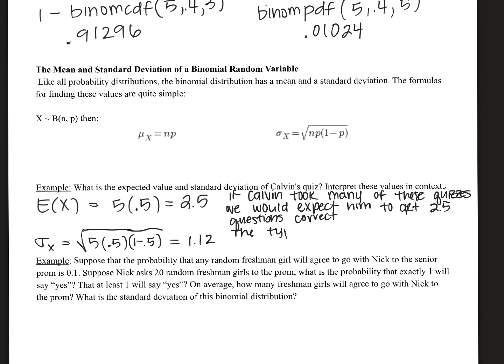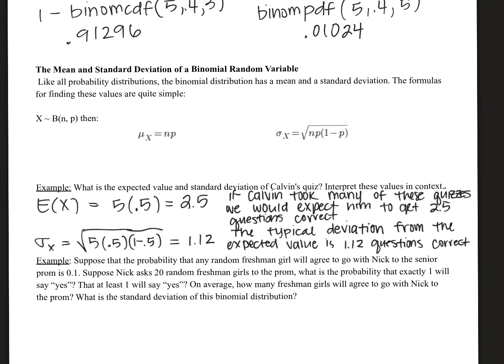So the typical deviation from the expected value is 1.12 questions correct. And that's not the only way we can word the standard deviation. Like, we could say that the number of questions correct varies by 1.12. There's a couple different ways you could say that.